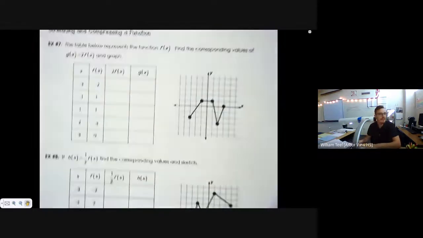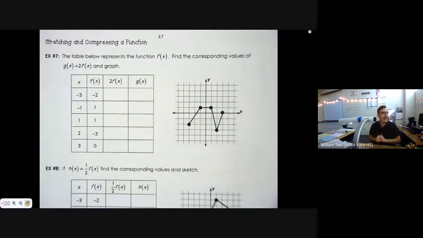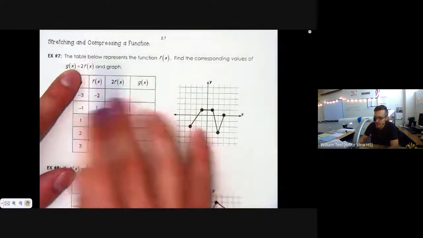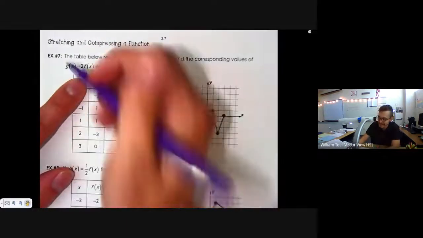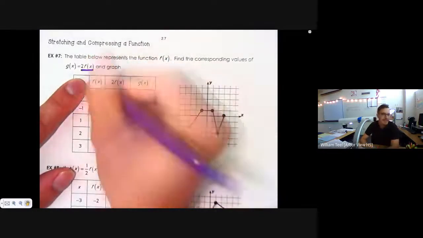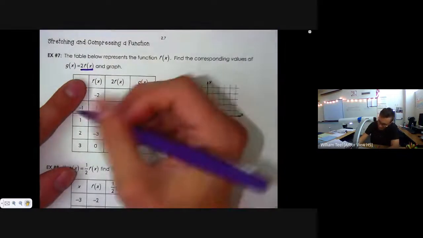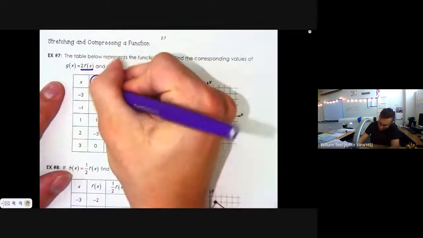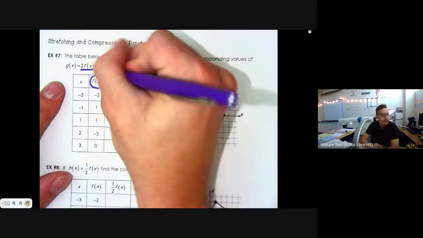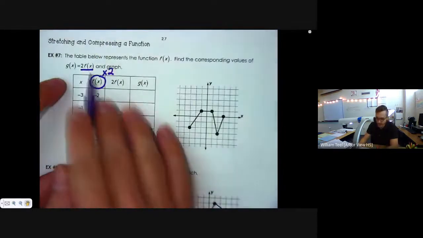So example number 7, we are now going to stretch and compress a function. So the table below represents a function f of x. Find the corresponding values. G of x is equal to 2 times f of x and the graph. You guys, this is literally so easy. If we are making a stretch or compression and the rules tell us that we are saying 2 times f of x, all we are doing is we are multiplying this value times 2. Okay, because that's what the directions told us to do up here.